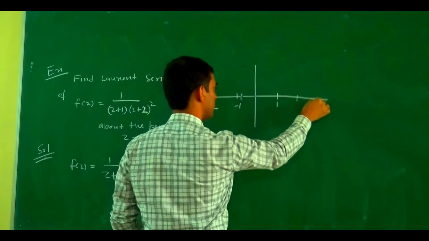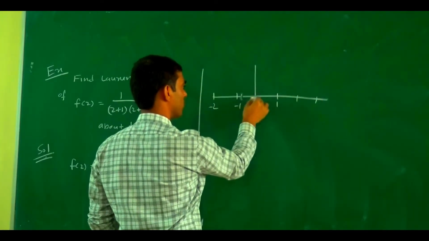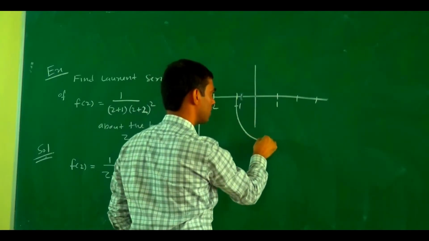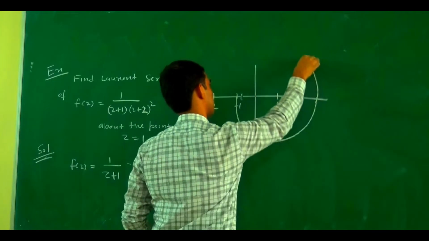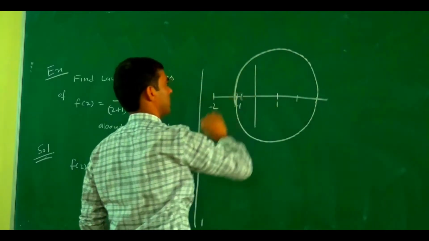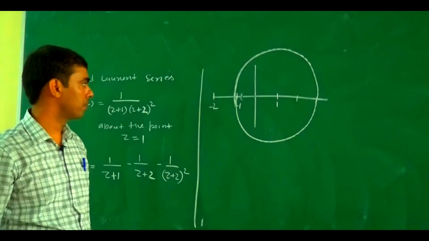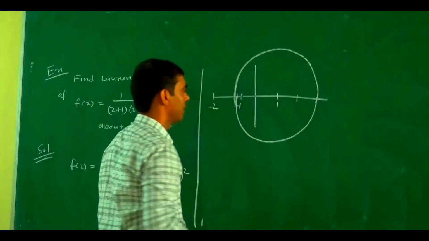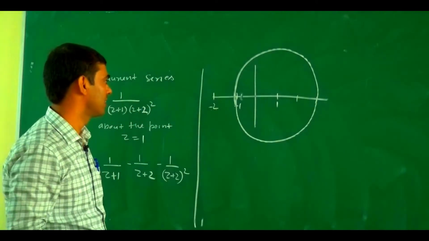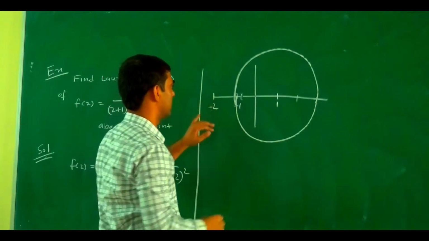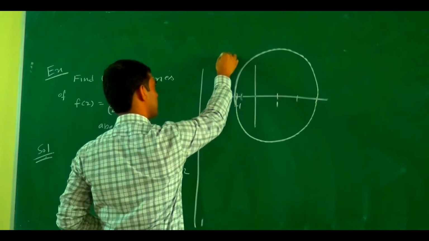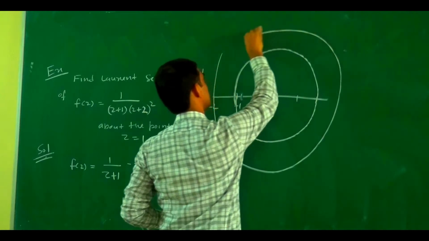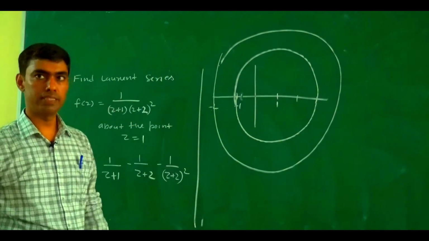So this is 1, this is 2, and this is 1, 0, 1. Here we draw the circle about the point 1. So there are 3 regions where the function is analytic. If you closely observe, these are the regions.